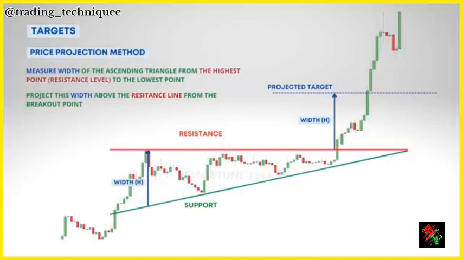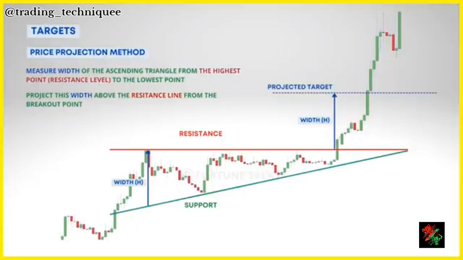So here's how it works for an ascending triangle pattern. You have to calculate the width of the ascending triangle from the highest point, which is the resistance level, to the lowest point. Now add this amount to the breakout level, and that's your price projection or expected target level.